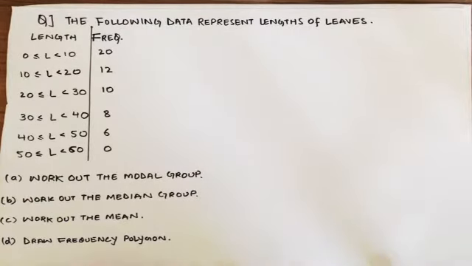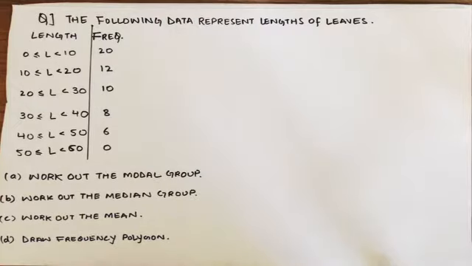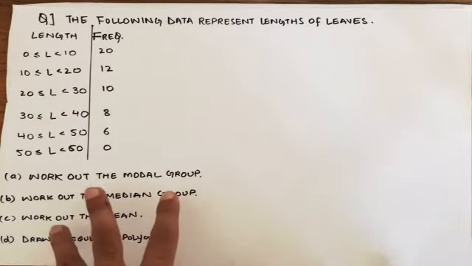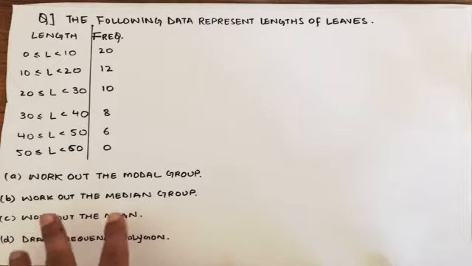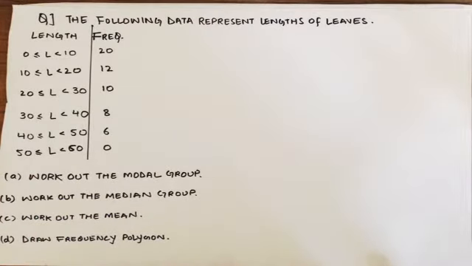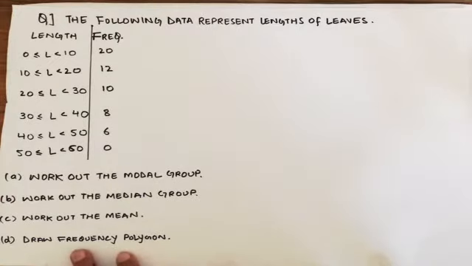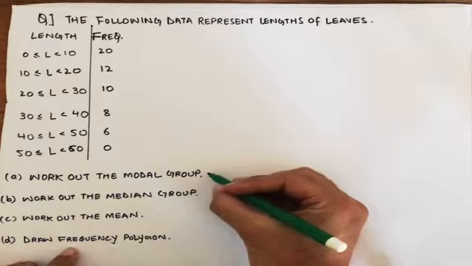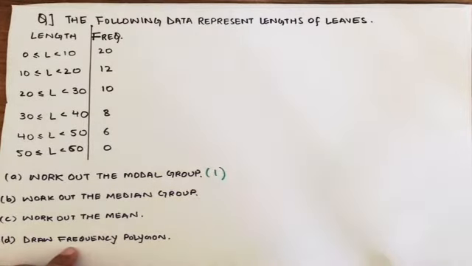So here we are being asked to find out the modal group, the median group, the mean and the frequency polygon. We've already discussed the mode, median and mean, and we haven't discussed what a frequency polygon is yet. Hopefully when I solve this, you'll have an idea of what a frequency polygon is. Alright, moving on. I'll also tell you the marking scheme. Find out the modal group. It would give you 1 mark.